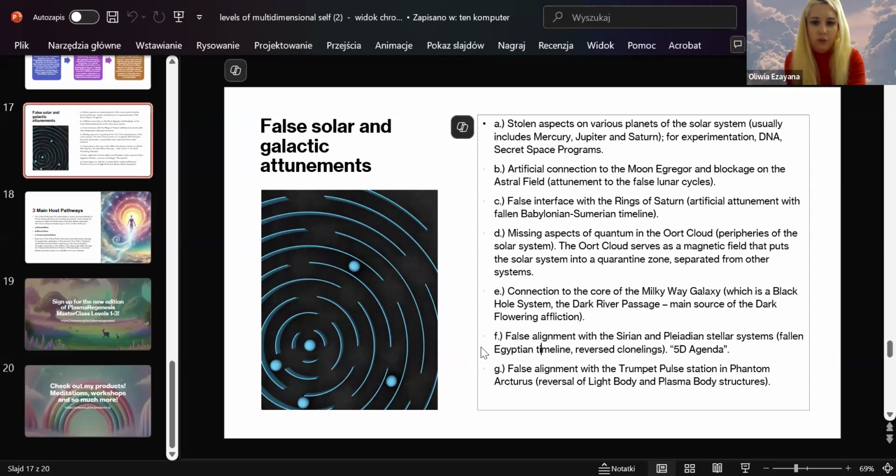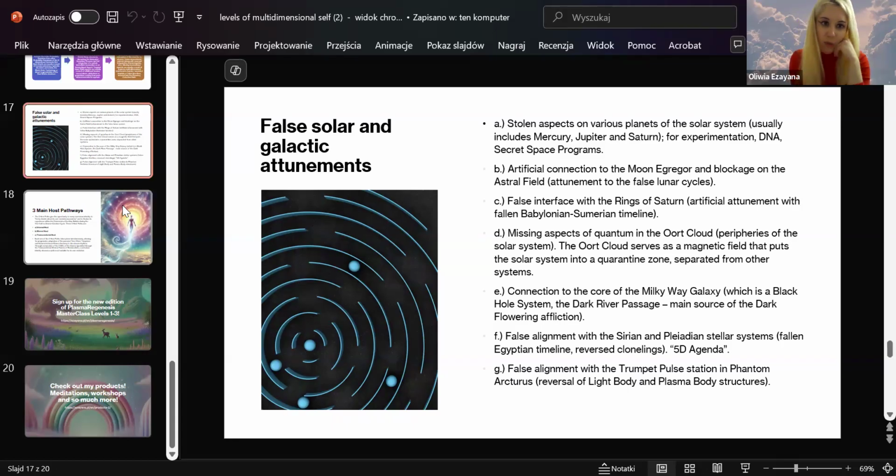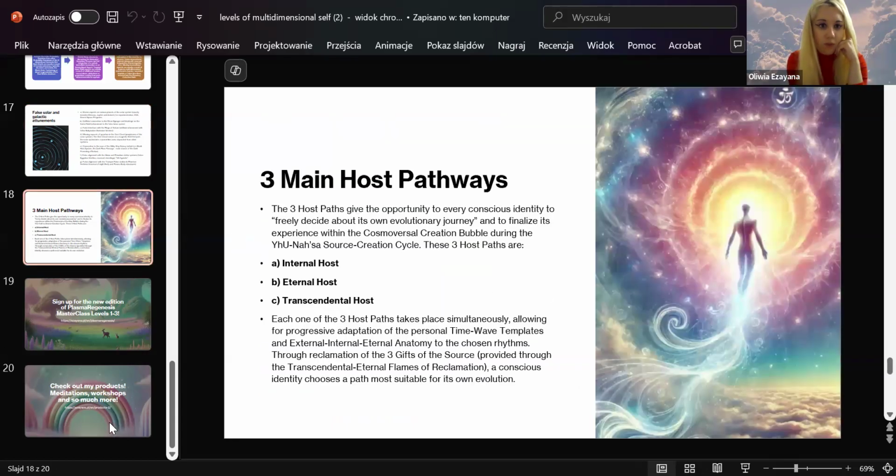There could be also the false alignment with the Sirian and Pleiadian stellar systems, that is the fallen Egyptian timeline, and a part of the 5D agenda. And also the false alignment with the trumpet pulse station in Phantom Arcturus. This is reversing the light body and the plasma body structures.